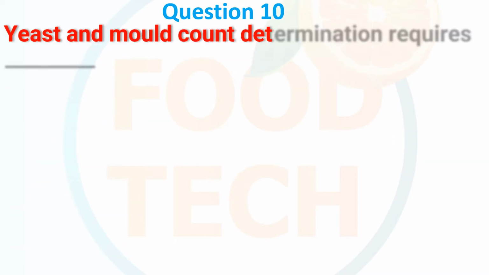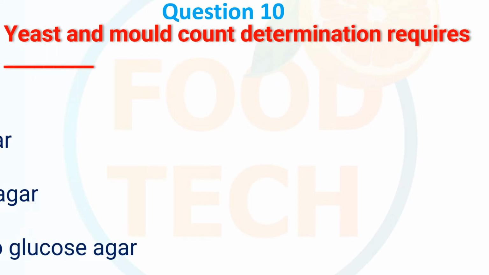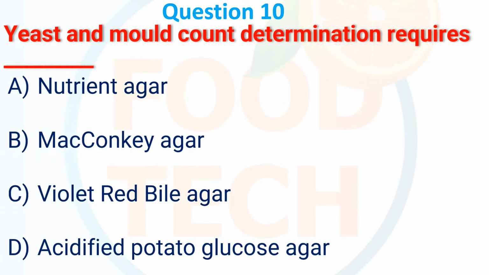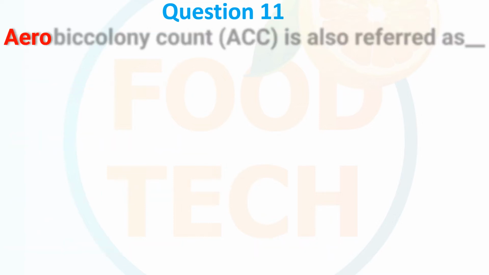Yeast and mold count determination requires dash. A. Newton agar, B. MacConkey agar, C. Violet red bile agar, D. Acidified potato glucose agar. The answer is acidified potato glucose agar.